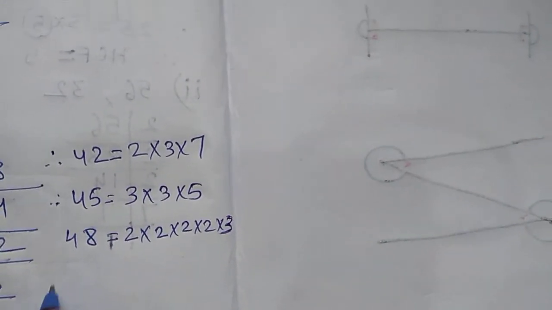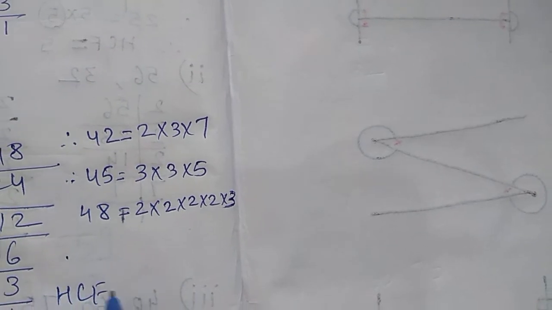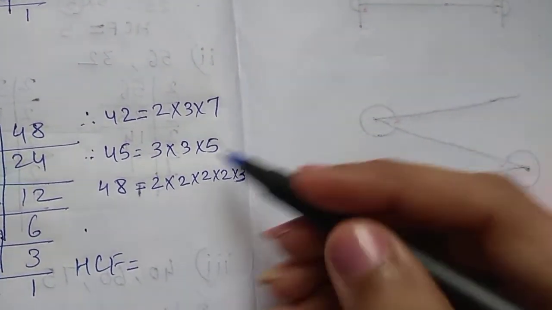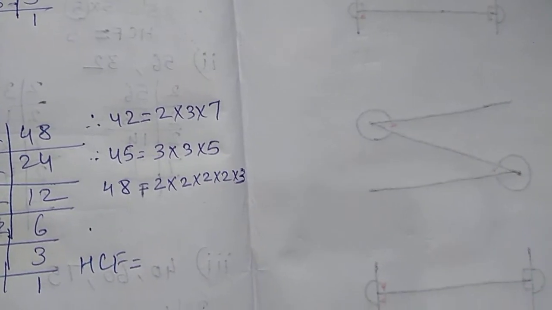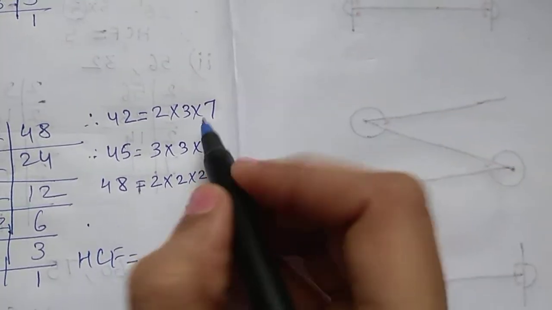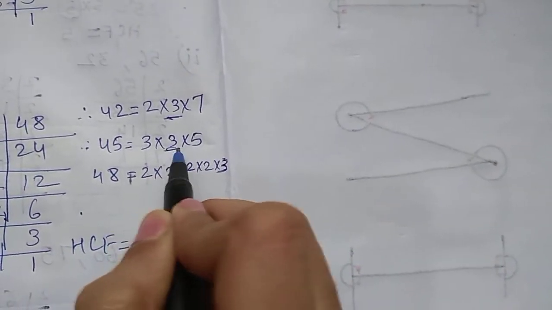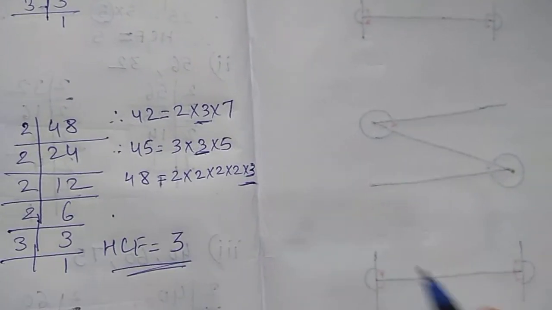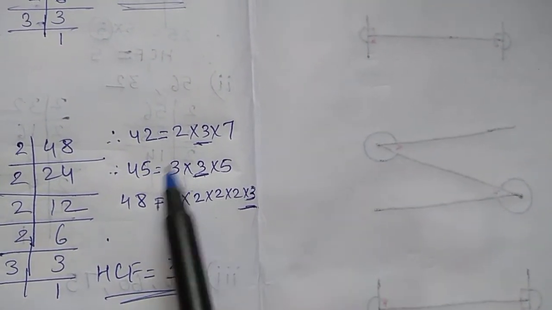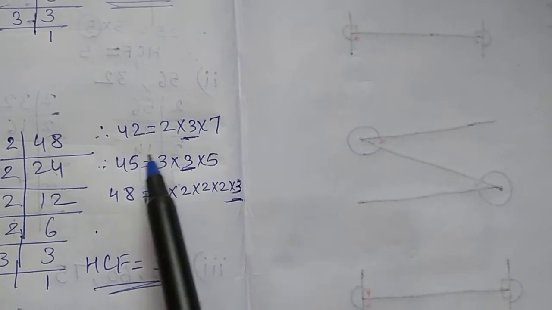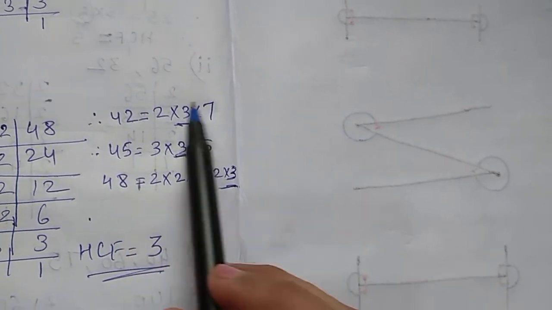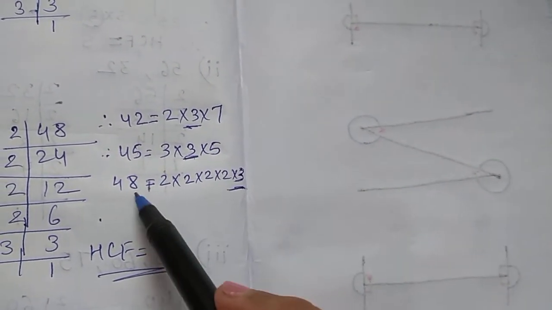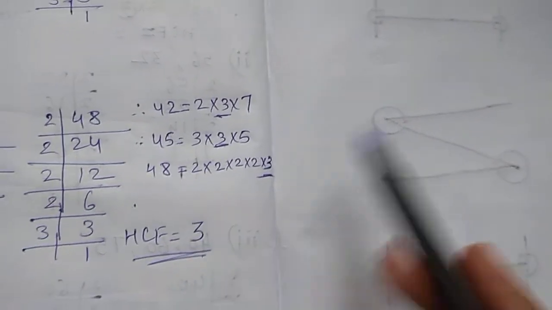In this one again, what we can see common is the factor 3. Therefore HCF is 3. Now 2 is common for 42 and 48 but not for 45, so we won't consider it, because for HCF it should be common in all three. Sum number 8 is again for homework.